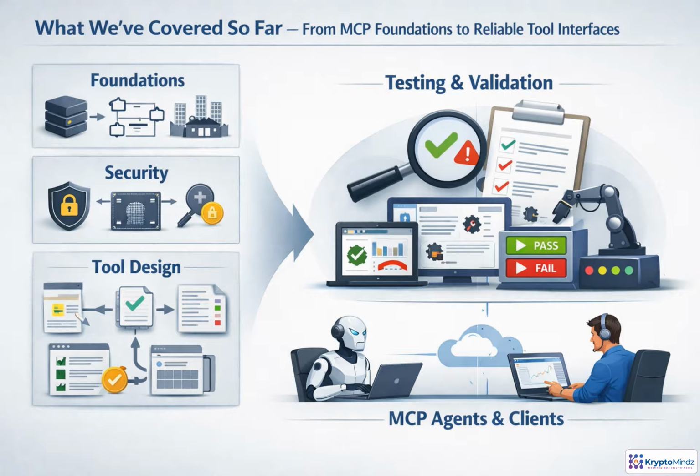Let's connect where we are. We've built the MCP foundation, added the security model, and designed tools with clear schemas, validation, outputs, and failure behavior. Now the question shifts. Do those choices actually hold up when real clients and agents use them?